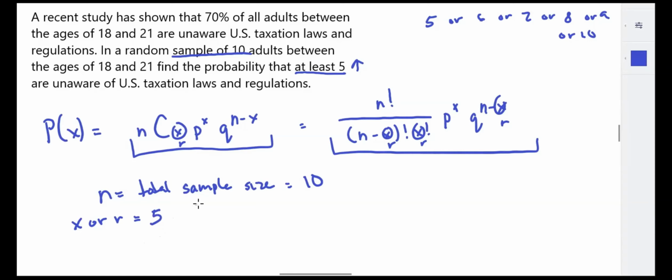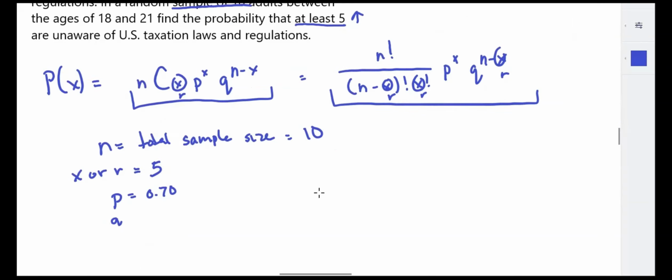Let's look at P. P stands for the probability of success, and in this case, it is 70%, which we need to put into a decimal, 0.70. And then we have Q, down a little bit. Q is equal to 1 minus P, which in our case is 1 minus 0.70, which is 0.30.